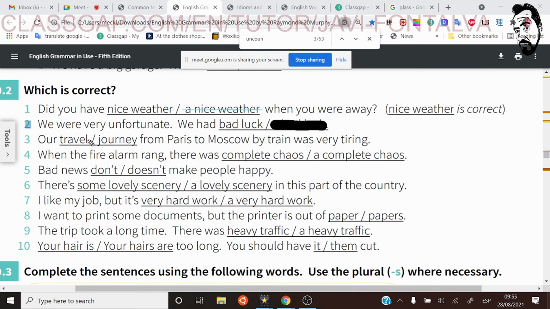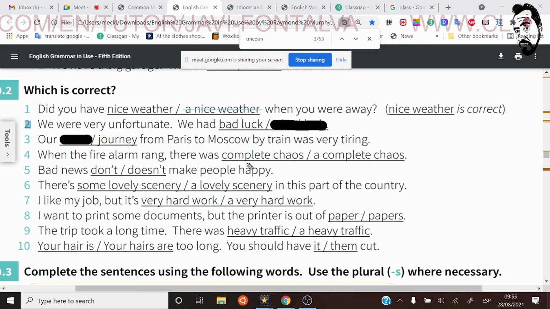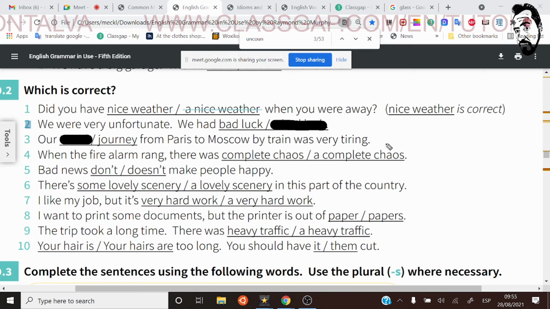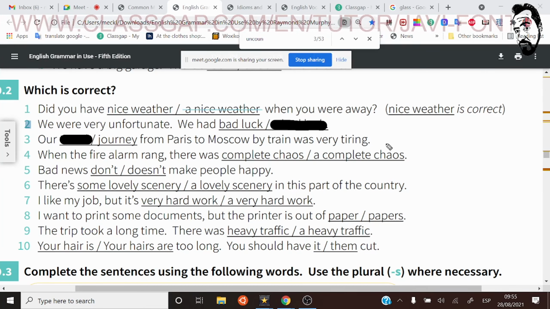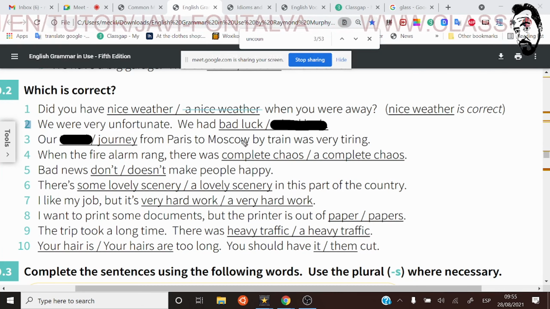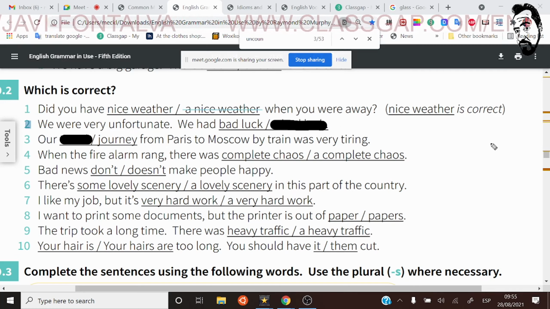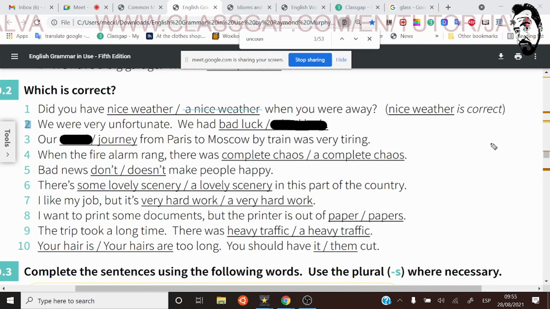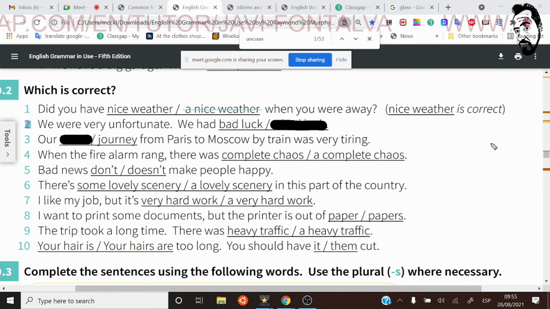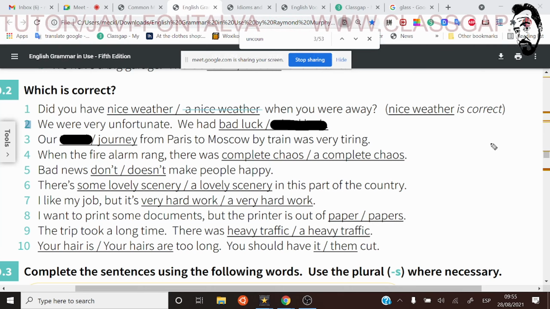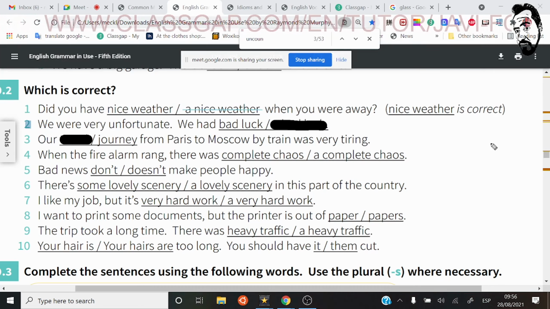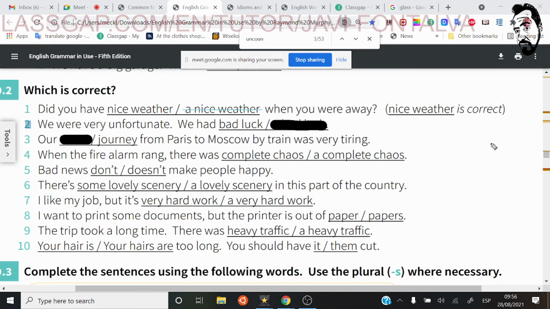The journey from Paris to Moscow was very tiring. Tiring means, you know, the opposite of relaxed. Exactly. So notice we say journey from Paris to Moscow. Here we talk about going from one place to another place. So journey is always about going from one place to another. And trip is the whole experience. So you can say a trip to Paris. If you say, I had a trip to Paris, it means everything you did.